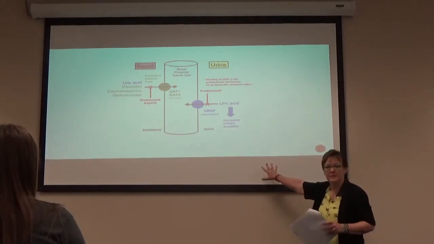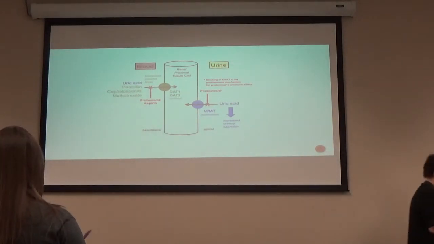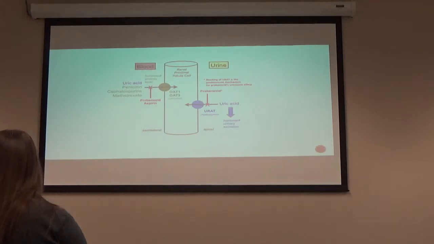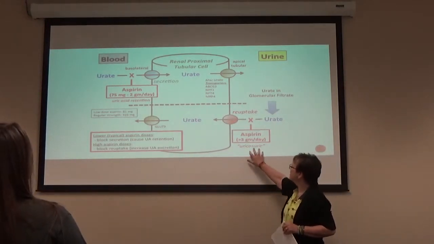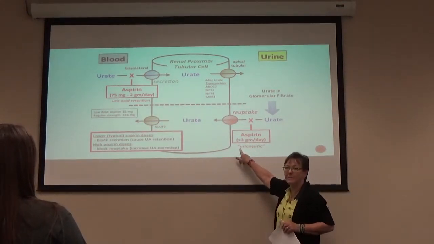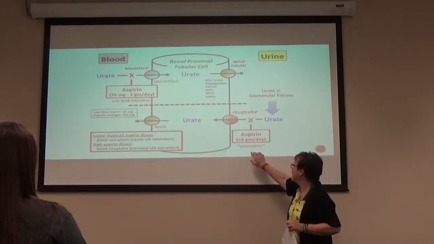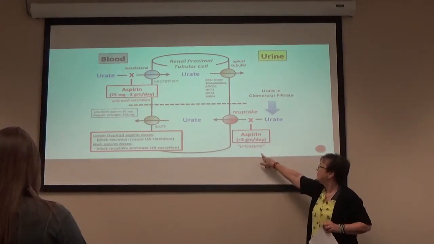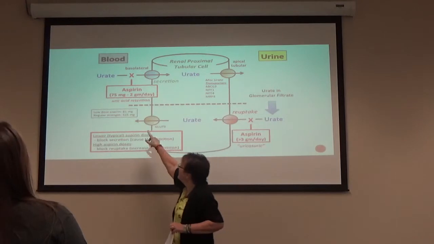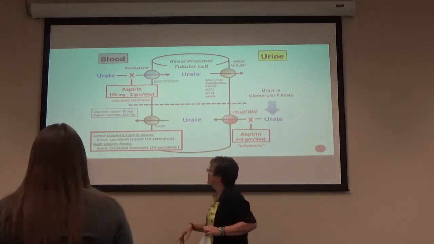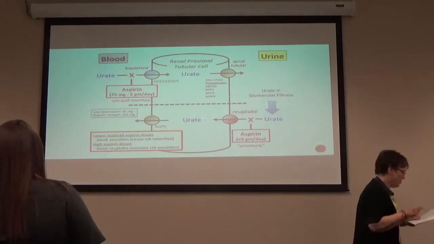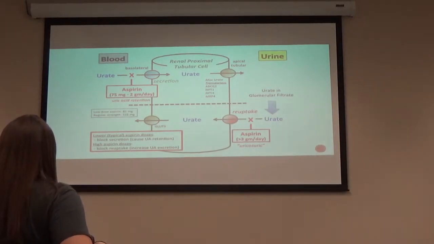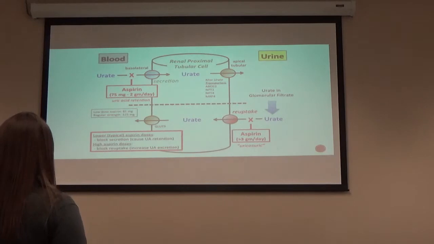Questions about this picture? Here's your aspirin. So here is high dose, they're saying 3 grams, about 2.4 grams a day is the threshold, I believe. Uricosuric. Low dose, 75 to 2 grams, will interfere with secretion.